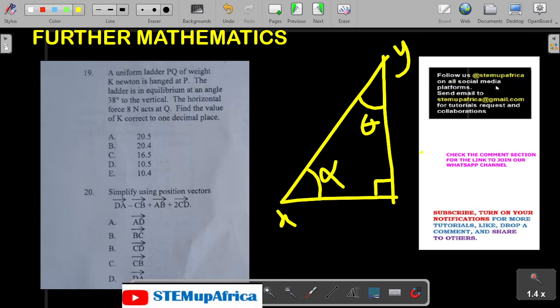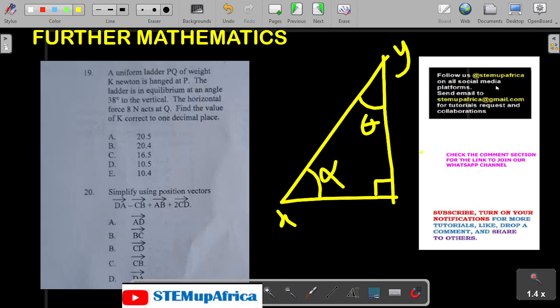So let's read what the question says. A uniform ladder PQ of weight K Newton is hinged at P. The ladder is in equilibrium at an angle of 38 degrees to the vertical. A horizontal force of 8 Newton acts at Q. Find the value of K correct to one decimal place.